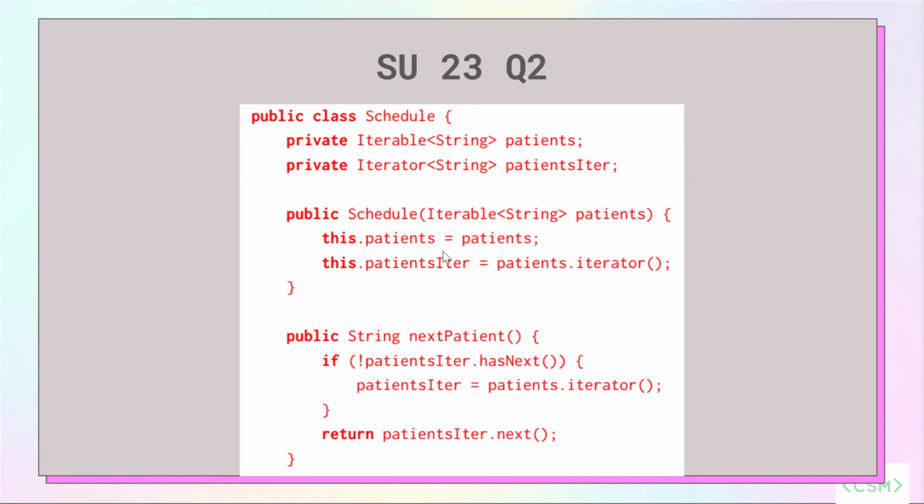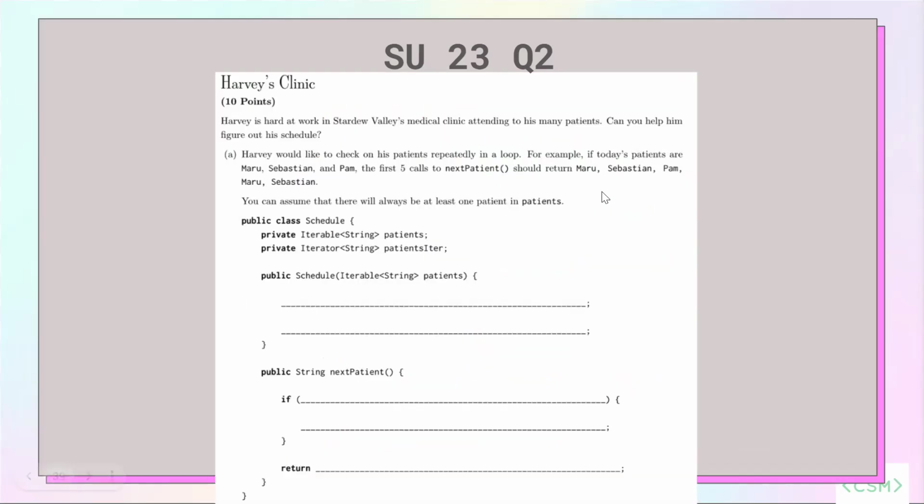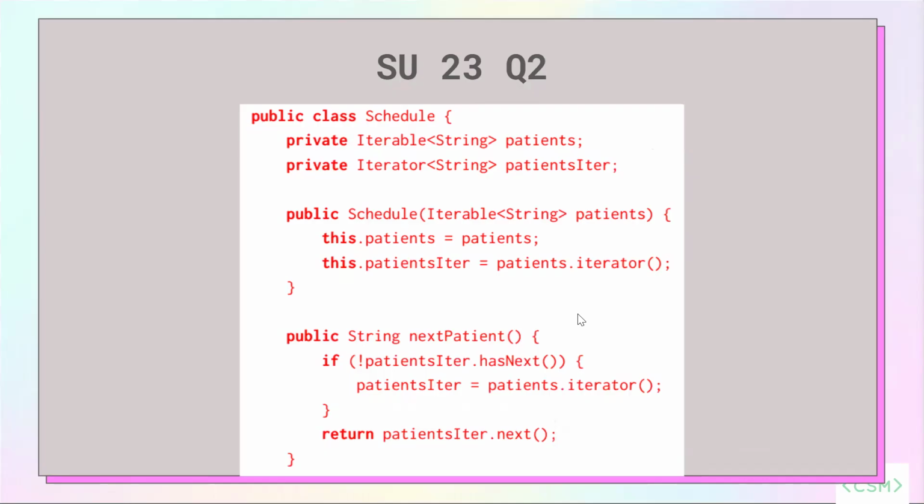If you see this, the first function is almost always just taking the inputs and assigning them to the variables in the class. You're exactly right: this.patients equals the patients we pass in, and this.patientsIter equals patients.iterator. For the next function, the most intuitive approach, if you're completely lost, is to not think about the looping around first. How do we get the next patient? You just call the next function of the iterator, patientsIter.